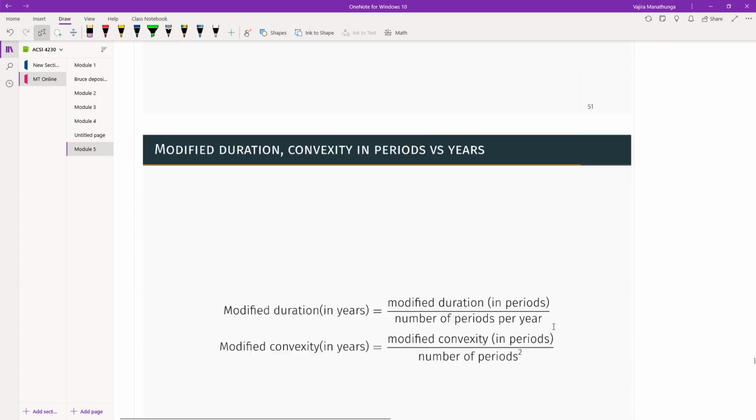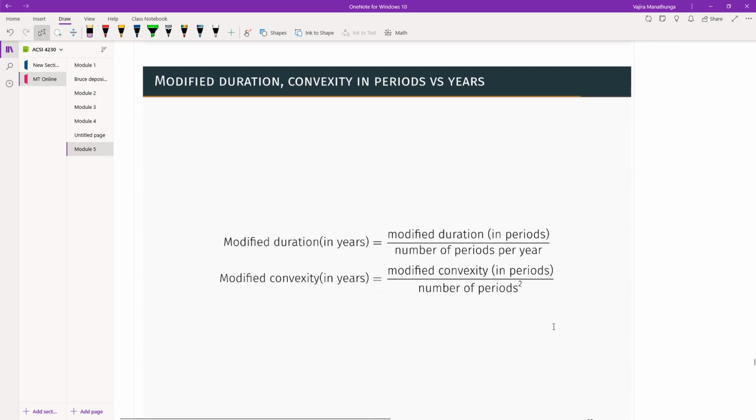One key thing about duration and convexity is that you need to know which time periods they are using. If it is modified duration in years, it is basically modified duration in periods divided by the number of periods per year. So let's say you have modified duration measured using 6 months. Then you have to divide by 2 to get the modified duration in years. So how do you do the conversion?